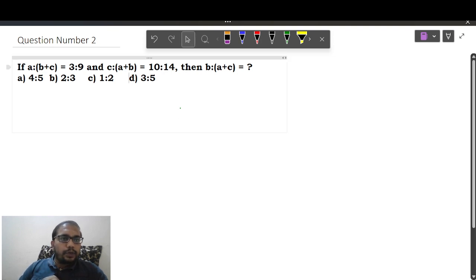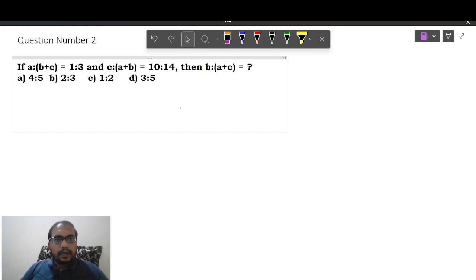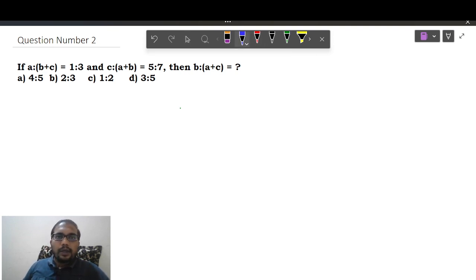So instead of 3:9, we can write 1:3, right? And the ratio of C to A plus B is 10:14, that is 5:7. So you need to find out B is to A plus C. Let's say we will discuss the normal procedure, and after that we will find out the shortcut also.